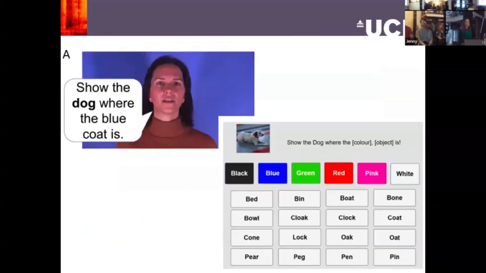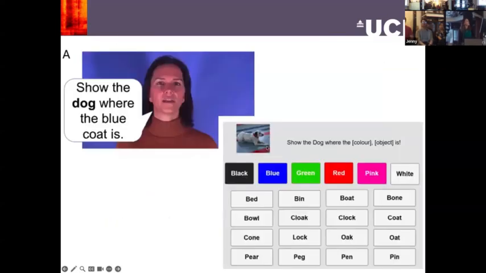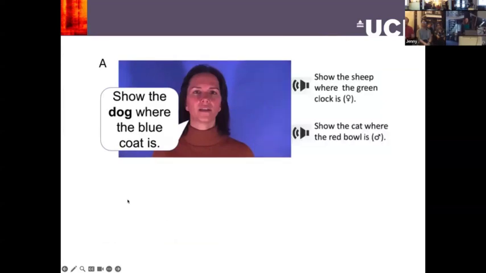So we create a sort of impoverished version of this Friday night pub scene here by sticking people in a quiet room and playing them sentences which have very little predictive structure to them. Essentially they're told they have to listen for a target sentence, which is show the dog where a colour and number is. We make it a little bit more difficult by at the same time having some competing talkers who say things like show the sheep where the green clock is, or show the cat where the red bowl is.